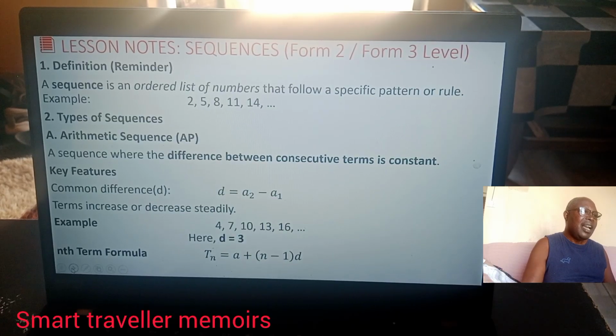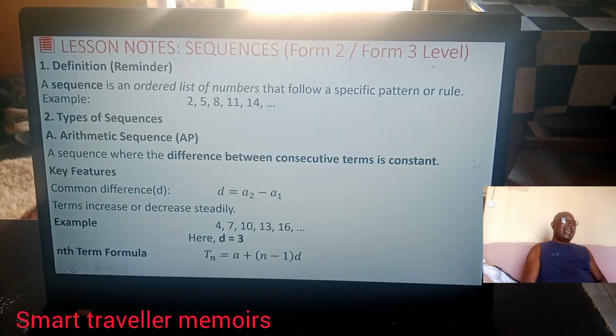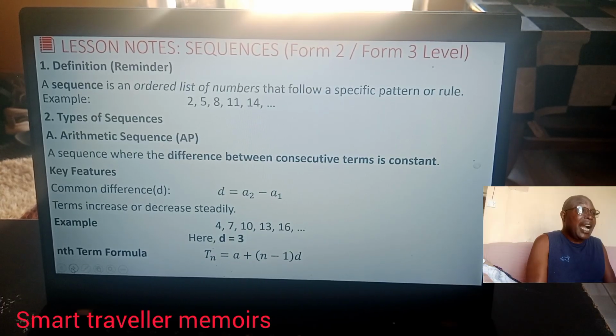All right? And in arithmetic sequence, we have the nth term, how you can get any term. So the formula is Tn is equal to a plus (n minus 1)d, where n is the term you want, that is first term, second term, third term, and a is the first term, all right? Of course, n, as I've told you, is the term you want, and d is the common difference.